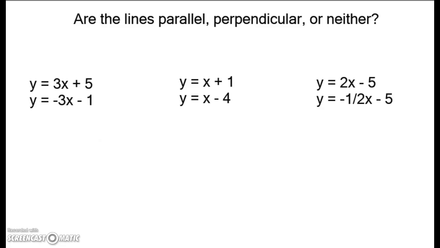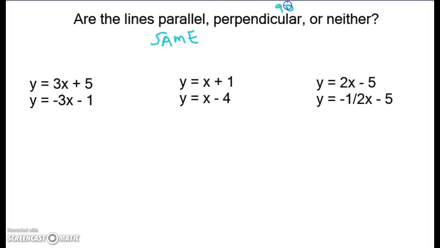The next few videos are going to have to do with equations of lines, and mostly regarding whether those equations are parallel, perpendicular, or neither. So if we remember from our notes, parallel means that the two lines will run side by side and never run into each other. We learned something about parallel lines. We learned that their slopes are the same, right?